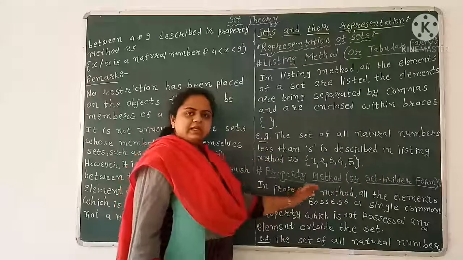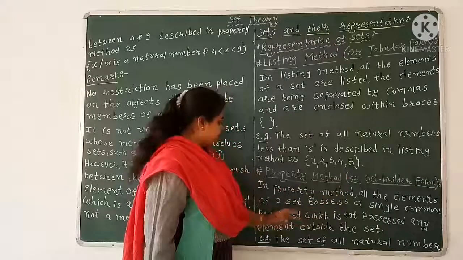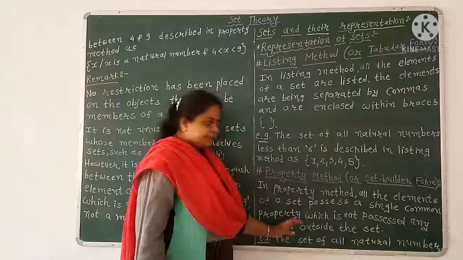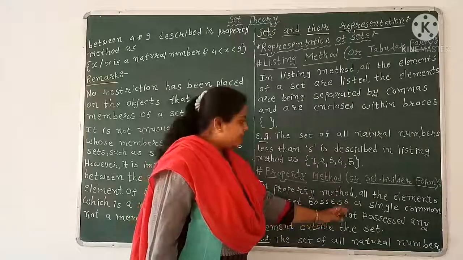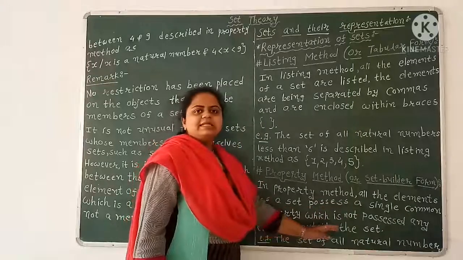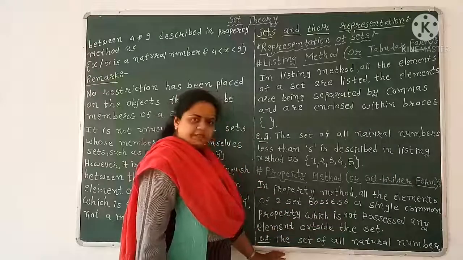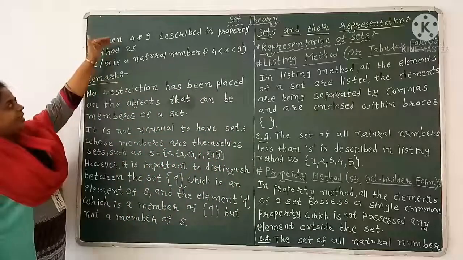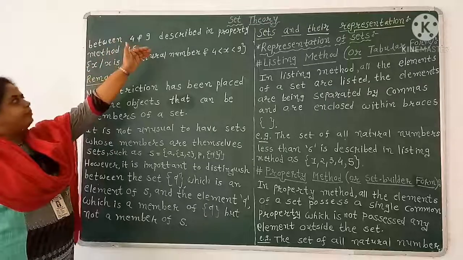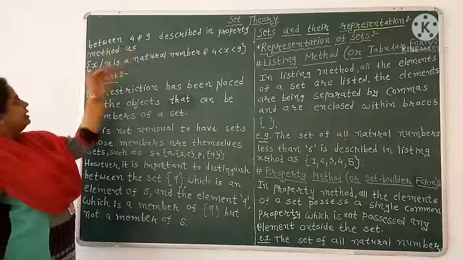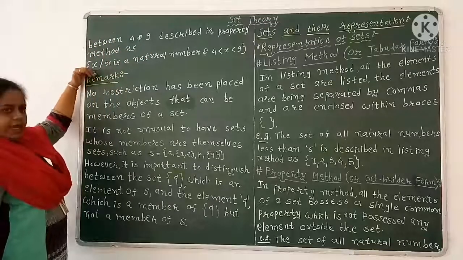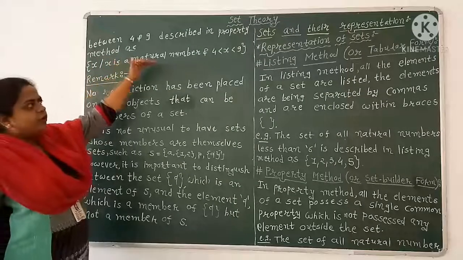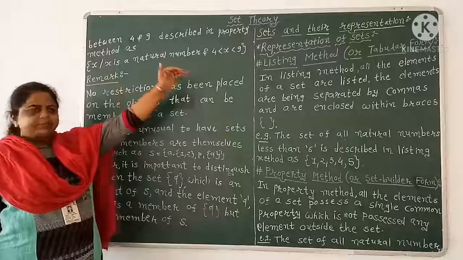In the property method, all the elements of a set possess a single common property which is not possessed by any element outside the set. For example, the set of all natural numbers between 4 and 9 is described in the property method as {x : x is a natural number and 4 < x < 9}.